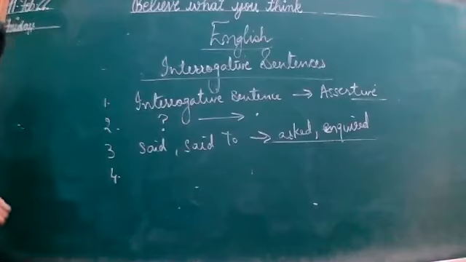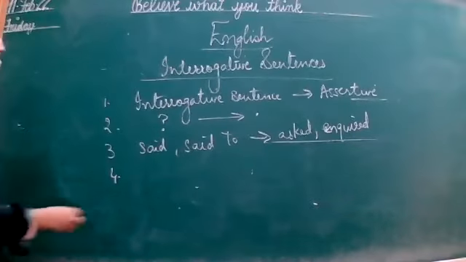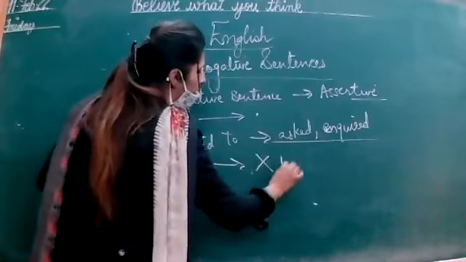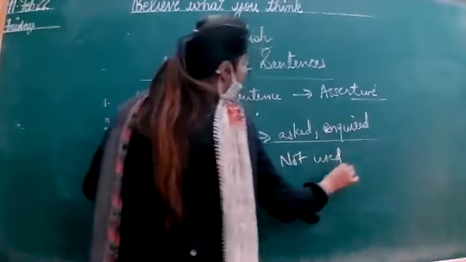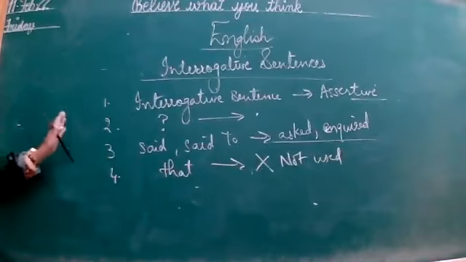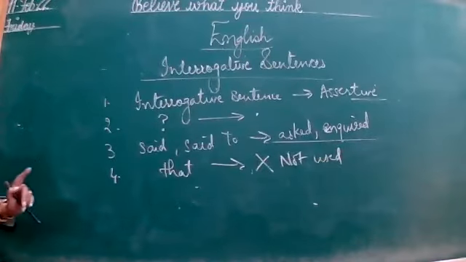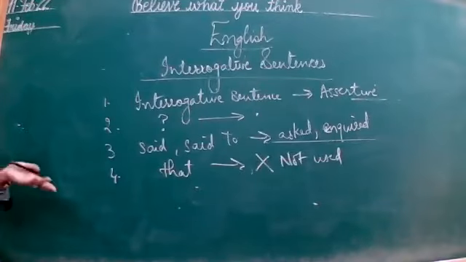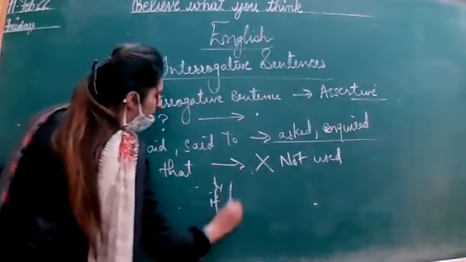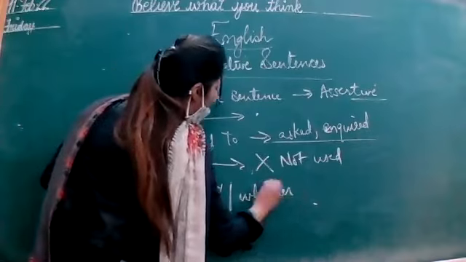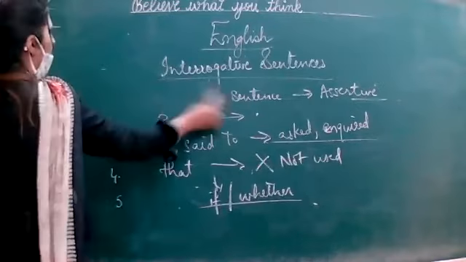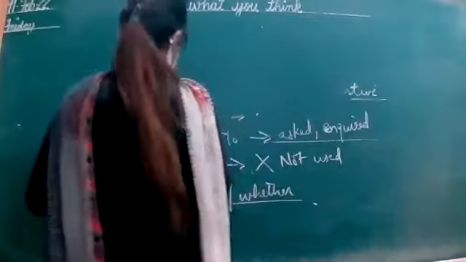Then afterwards, the conjunction that is never used. We are not using that in interrogative sentences when we change narration. Remember this. If that is not used, then what is used? If or whether. But is if or whether used in all sentences? No. So now we are moving further. Where is it used? Just listen to me.